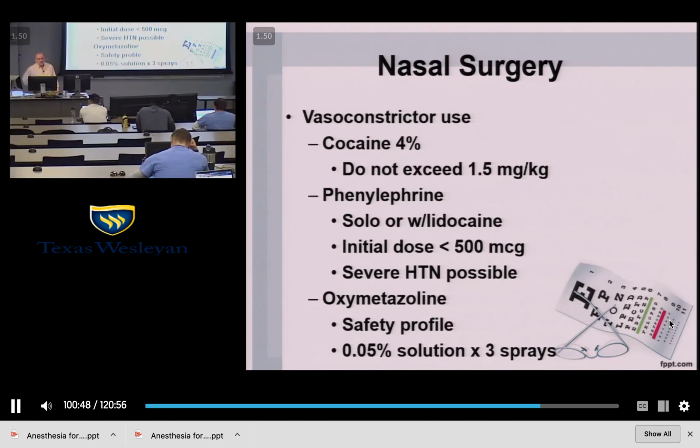And the last one is Afrin. All right, it has a much better safety profile than the other two, and can be used preoperatively. And that's a concentration of 0.05%, and we just do 3 sprays in each nostril. Afrin, just so you're aware, is a selective alpha-1 agonist and partial alpha-2 agonist. We don't use Afrin in patients that are taking MAO inhibitors.